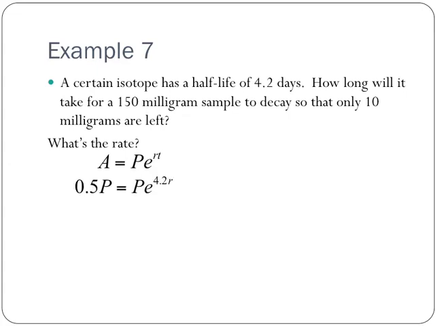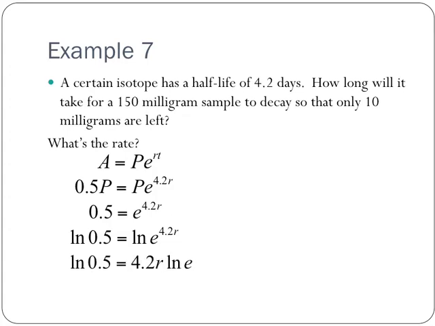The P's cancel from both sides, and now we can solve for r. So take natural log of both sides. Move the 4.2r using the power law out in front. ln of e cancels. We divide by 4.2 to solve for r. Again, I'm going to leave this in this form, just so it's a more exact answer when we get to the second part.